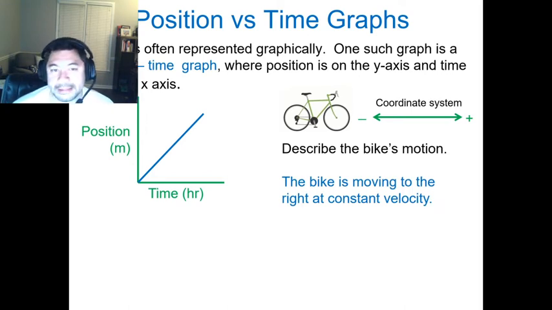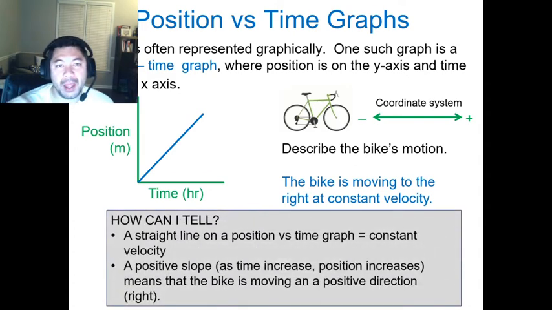So we can see the velocity of the bicycle in the slope of the graph. In fact, that's going to pop up here in a second. The slope of a position time graph always represents the velocity of the object. Here we have a constant slope, and therefore we have a constant velocity. We have a positive slope, therefore we have a positive velocity. And in this case, positive means to the right.